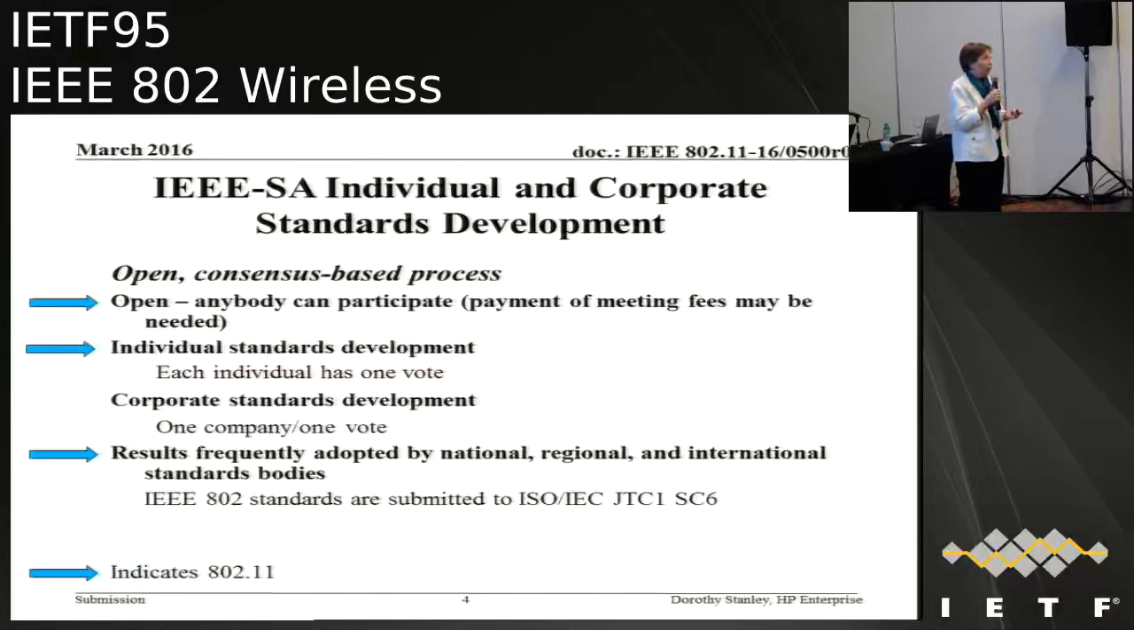And then the standards that we develop are also adopted typically internationally, and we use the ISO IEC JTC1 SC6 group. We forward our 802.11 standards to them. They typically run it through their process where there are votes by the various national bodies, and then the standards are adopted as international standards and given a similar but different title, 8802 versus 802.11.